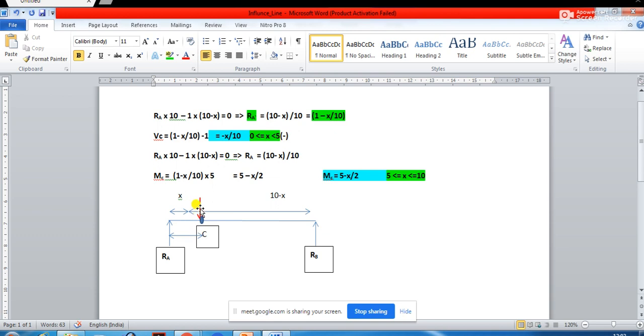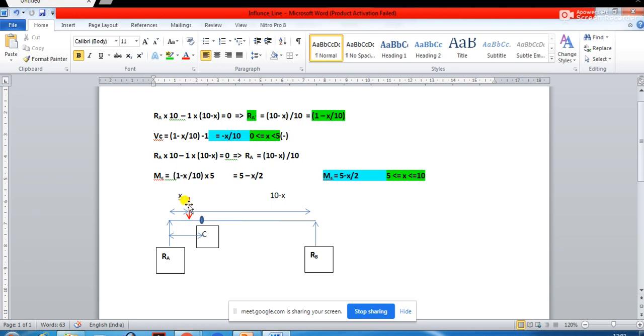So 5 minus means that when this load is just left of C, up to this point, this equation is going to remain valid. So Vc is equal to 1 minus x by 10 minus 1, which is equal to minus x by 10. This equation will be valid for this limit of x. Is it clear? Now next, what will happen?